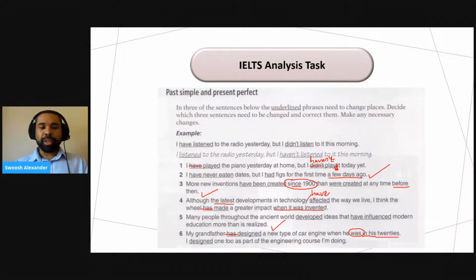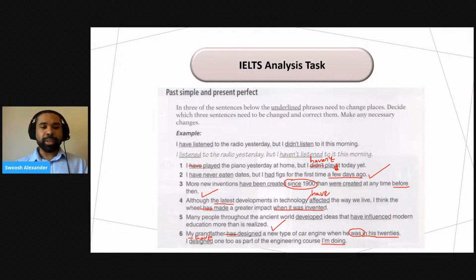I designed one too as part of the engineering course I'm doing. So I'm doing is present continuous. It means that the course continues. And so we should use here the present perfect. So I have designed is what we want to use here. I have designed one too as part of the engineering course I'm doing. Good. And I can see that Apple got the same answer there, as did Lubna and Jaysri as well. Good. Yeah, my grandfather designed. Perfect. That's what we should have got for sentence number 6.